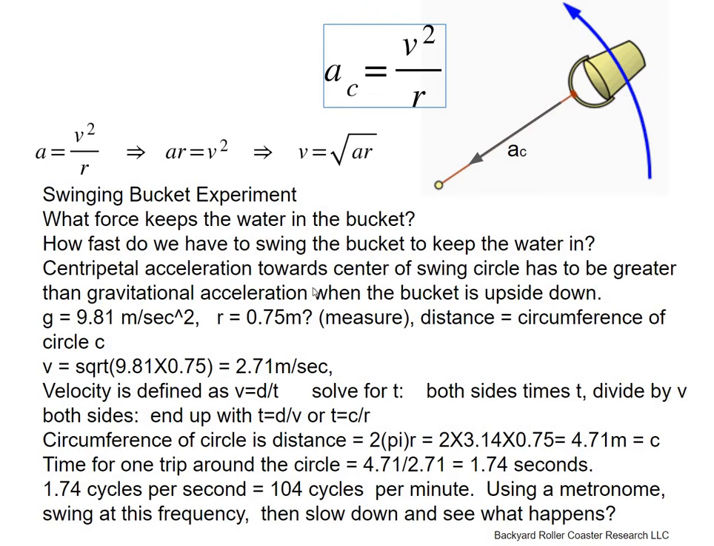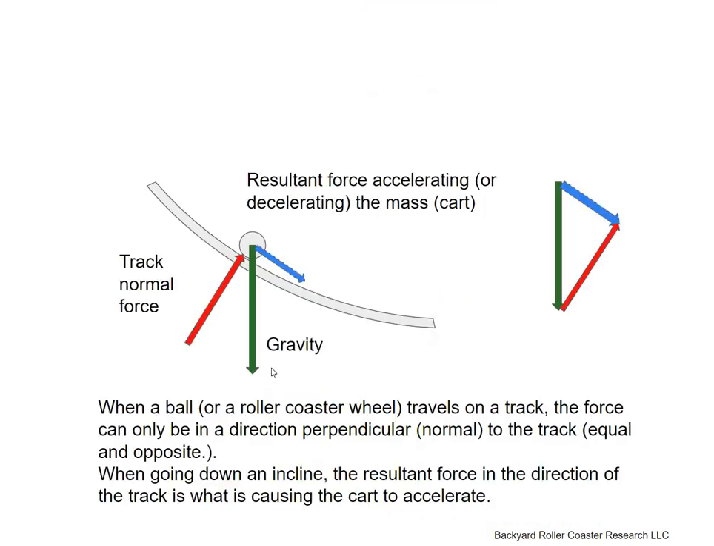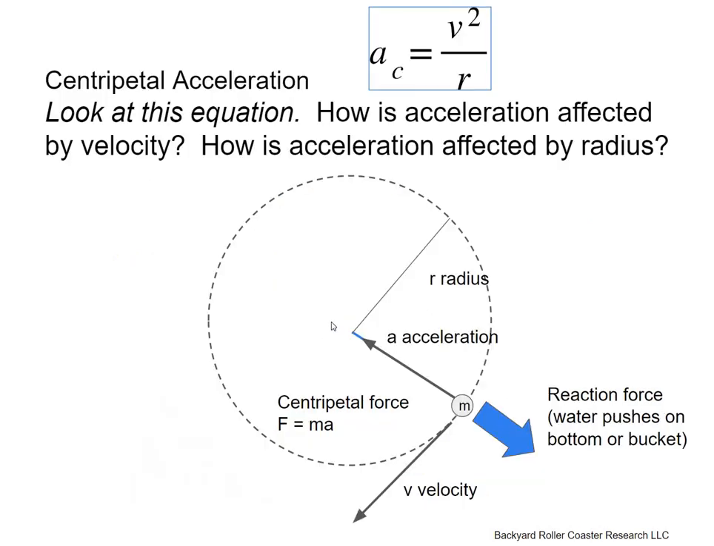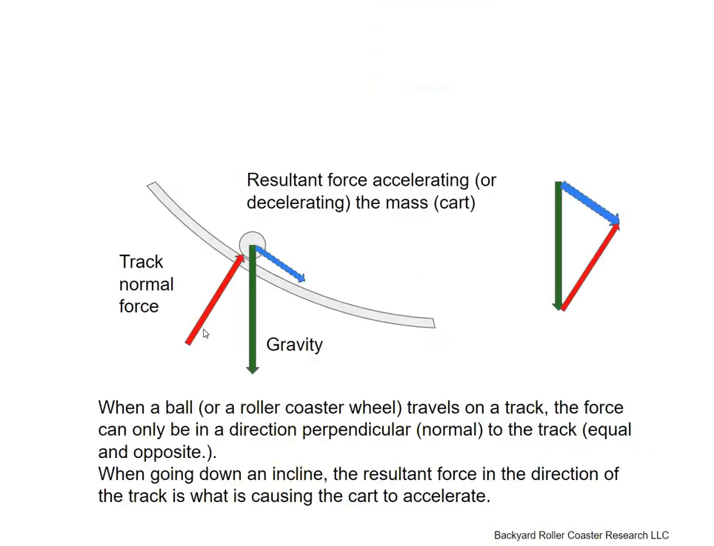I need to go backwards. So I think that's that. We know the equation for centripetal acceleration. In other words, when you're going around a curve, like we saw previously, there's an acceleration happening there due to gravity.